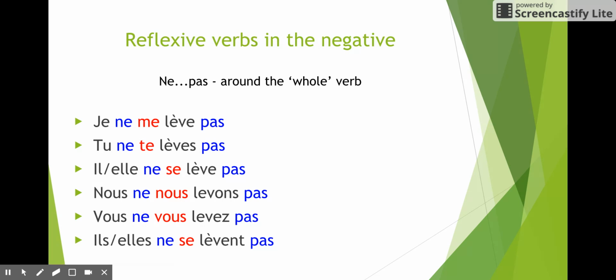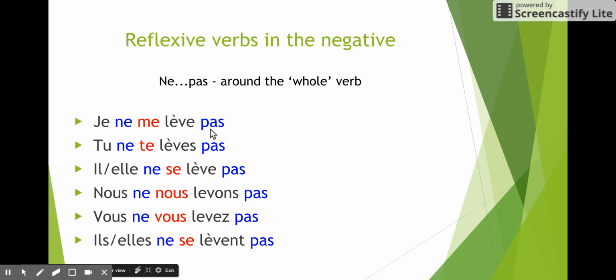Finally, putting these into the negative, it can be quite hard to remember, but we have to put ne and pas around the whole verb. So we don't want to split apart the reflexive pronoun and the verb. Me lève must stay together. So you can see that the ne and pas each time goes around all of the verb, right after the subject and then after the conjugated verb.